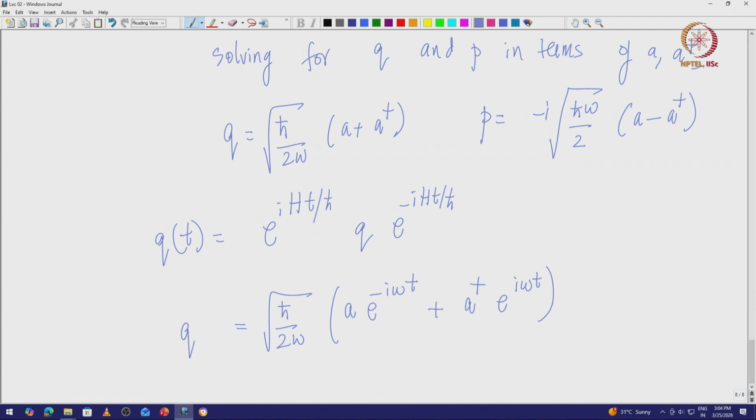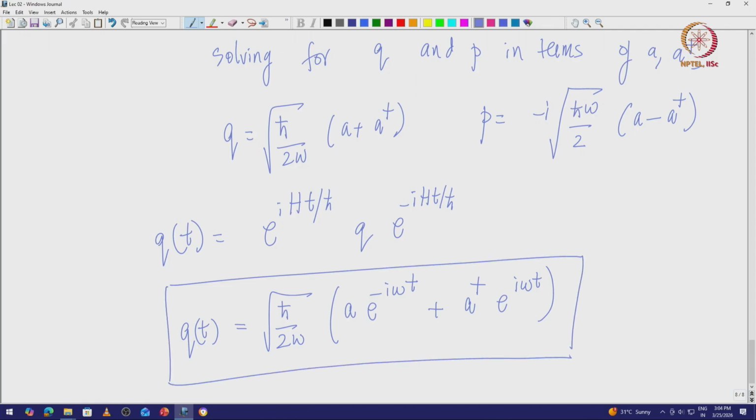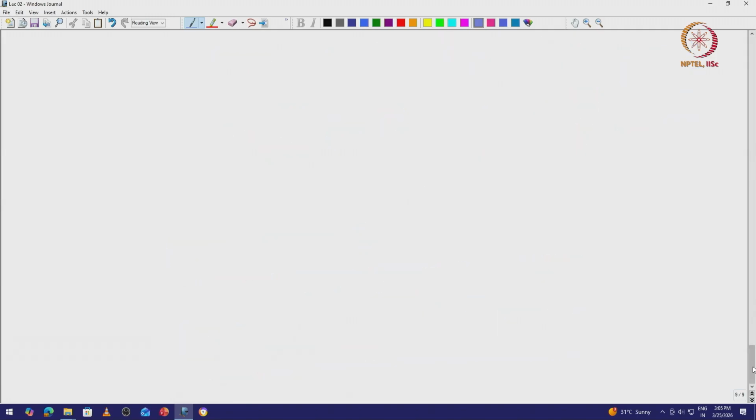Because the operator Q evolves, it is expressed in terms of A and A dagger in this particular fashion, and a similar expression you can also give for P. So, the expression for P is given in this fashion. You can solve it for yourself. P of t.